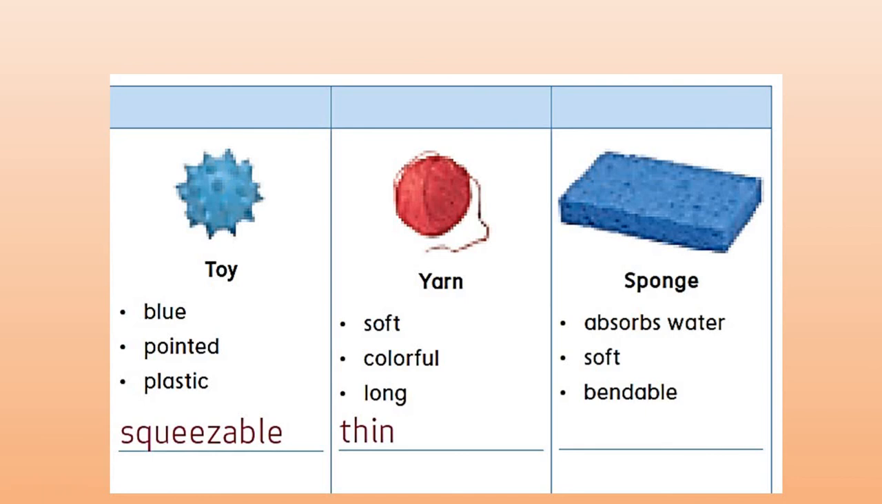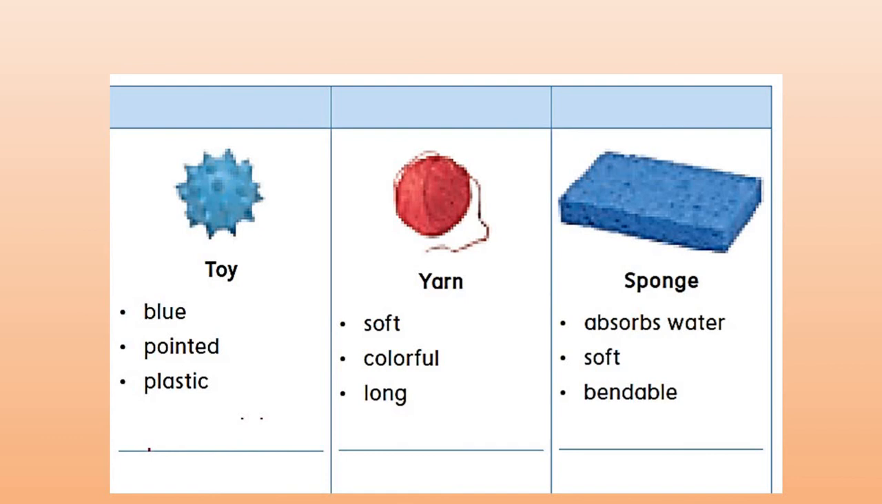Let's see the last object. Here we have sponge. Sponge absorbs water. That's right. It absorbs water very quickly. And it's very soft and bendable, of course. And you see its color. Its color is blue again. Did you notice, grade 2, that we have many common properties for this object?